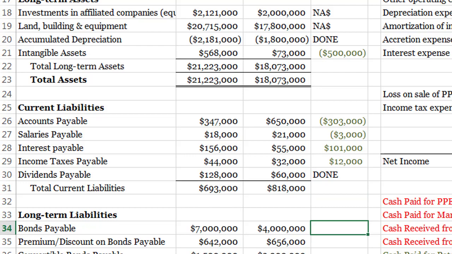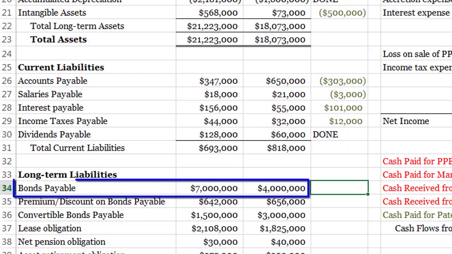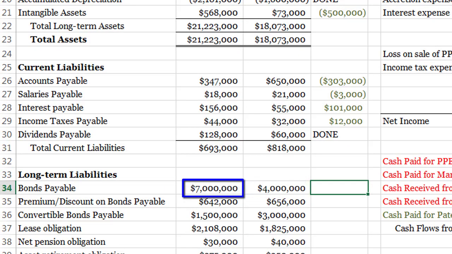Let's take a look at bonds payable. Looks like we started at 4 million, we ended at 7 million. We're not in working capital anymore, so it's not going to have a direct relationship to my cash flow from operations. This is one of those scenarios where I want to just see, have I already adjusted for this, or maybe is there a cash effect I haven't looked at yet? So I'm going to do a T account again.